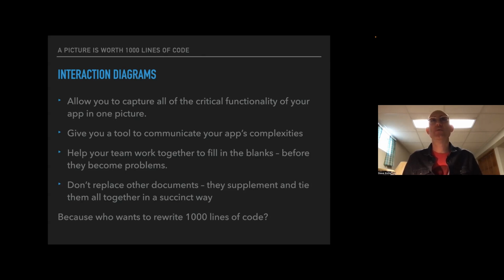And it gives you a tool to start to communicate between your team about complexities, and your designers are wanting to express something. Maybe your backend team has a bunch of API details they need to get in front of people. You've got concerns about the code. You want to put that together so that you can see where things are missing, and start to fill in those blanks and work together. An interaction diagram doesn't replace all those other documents, but it supplements them, and it ties everything together in a succinct way.